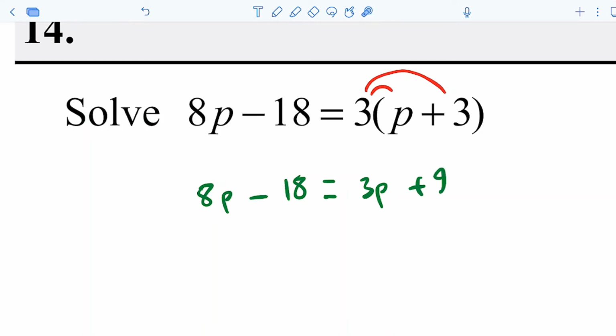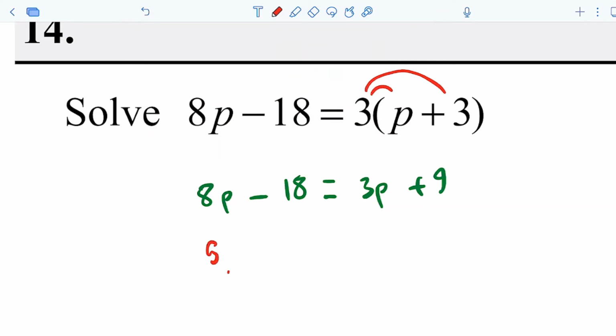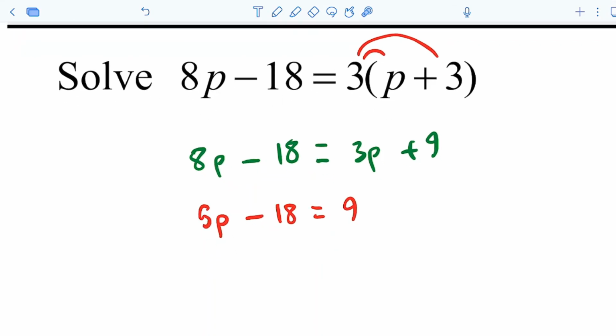Okay, next step is to get all the p's to be in one group. So we take 3p from both sides. And when we do that, we are left with 5p take away 18 is now equal to 9. Next step is to get all the values, which are just numbers, to be on one side of the equal sign. So we're going to plus 18 to both sides to get 5p now equal to 27.